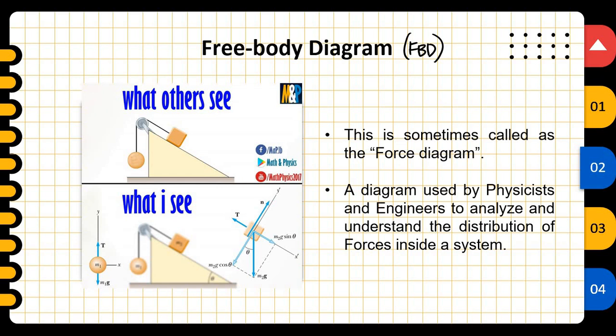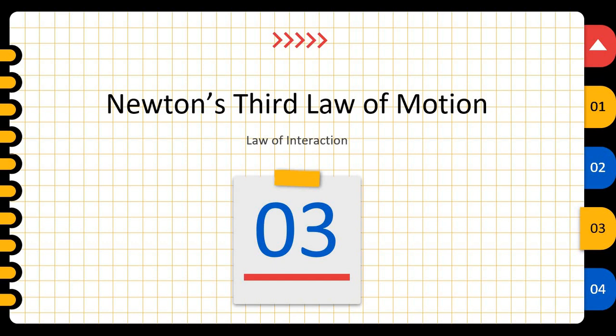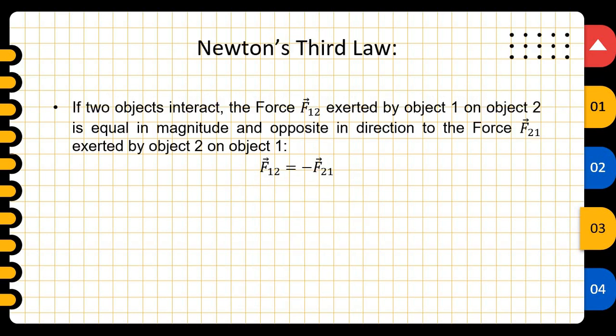All right, so enough with the memes. Let's proceed with the last one, which is Newton's third law of motion. That is the law of interaction, and this one's my favorite because according to this law, if two objects interact, the force F12 exerted by object 1 on object 2 is equal in magnitude and opposite in direction to the force F21 exerted by object 2 on object 1. Mathematically, F12 is equal to negative F21.